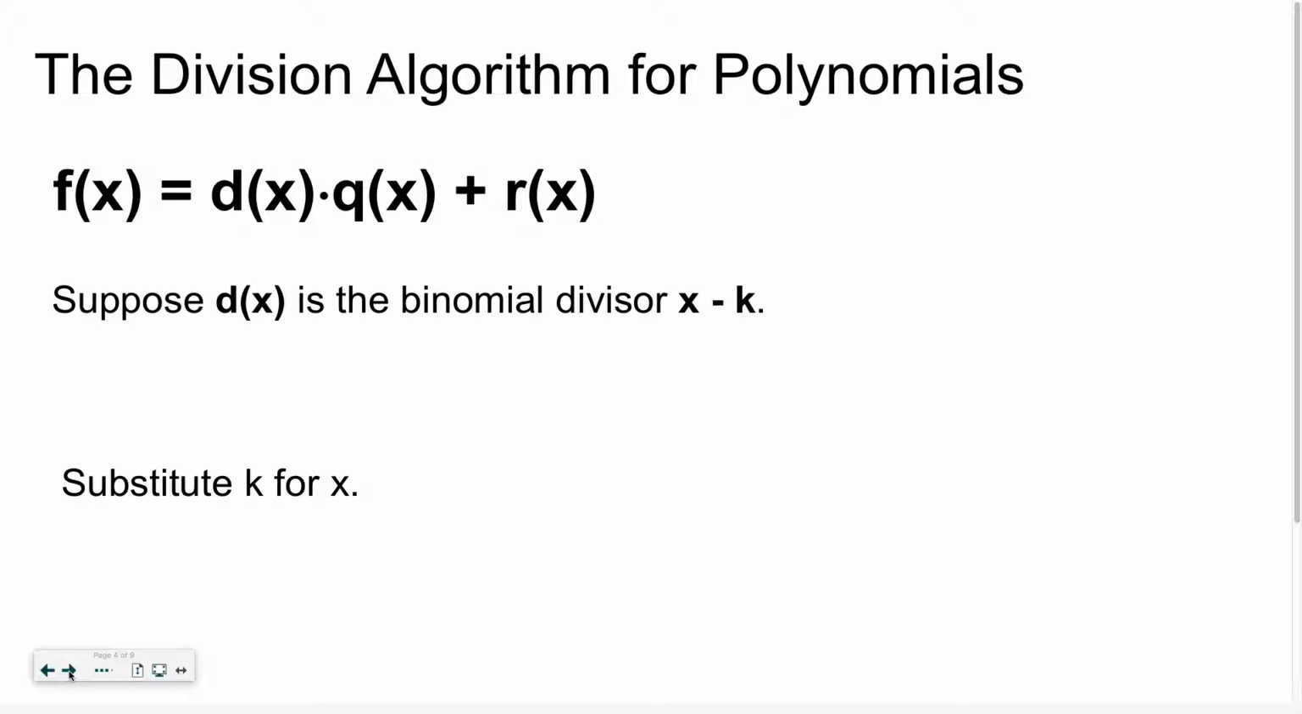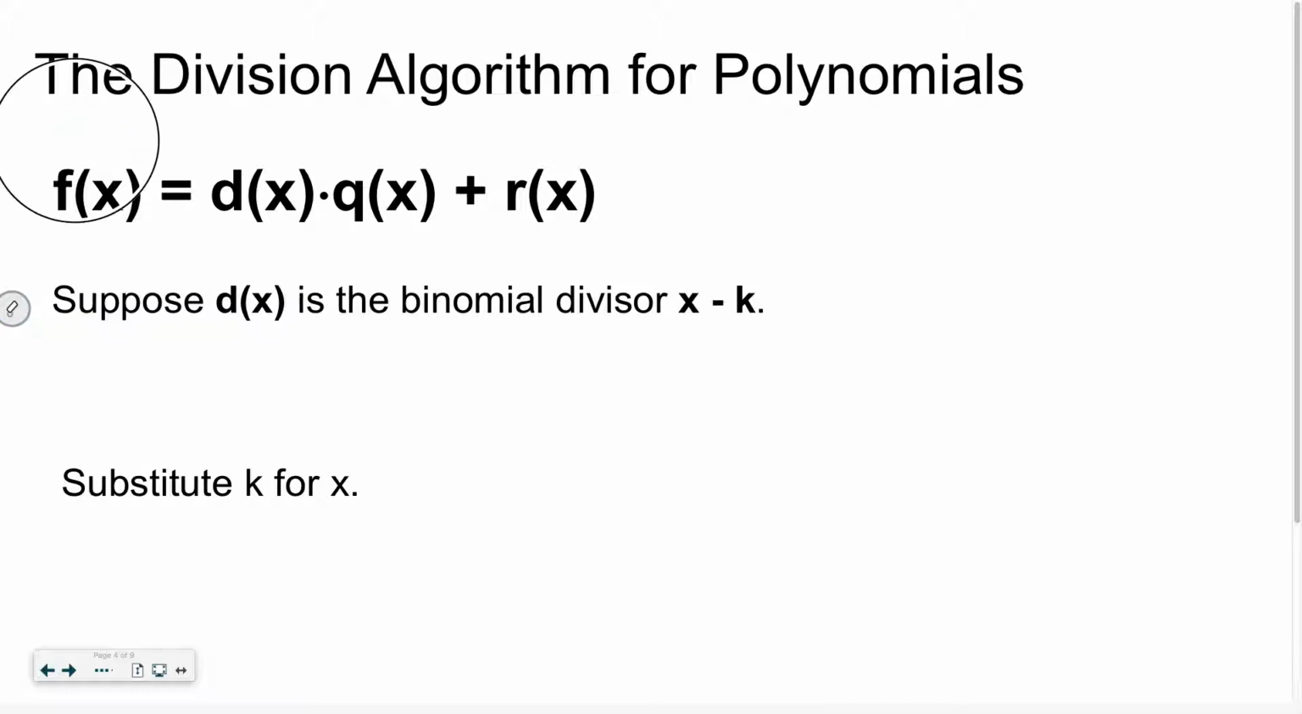Now, I'm choosing my letters to represent different things. D of x is going to be my divisor. Q of x is going to be my quotient polynomial. R of x is going to be my remainder. And then f of x, that's just like my function or my dividend, the thing I'm dividing. So this says the same thing that was on the screen before.